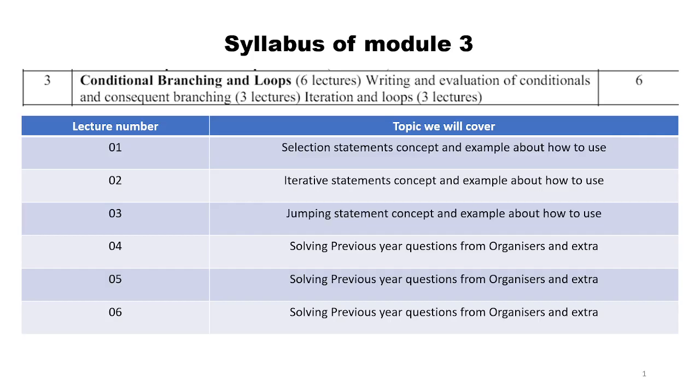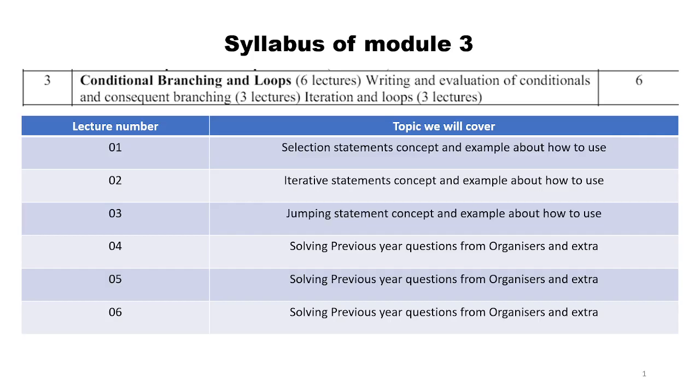Okay, at first in module 3, there is this topic, conditional branching and loops. In the syllabus it is written: the writing and evaluation of conditional and consequent branching, iteration and loops. Now in day 1, meaning today, we will be covering selection statements, concepts and examples about how to use them.